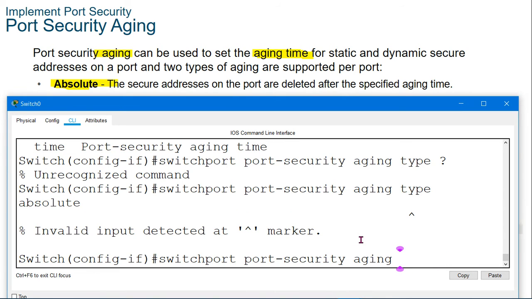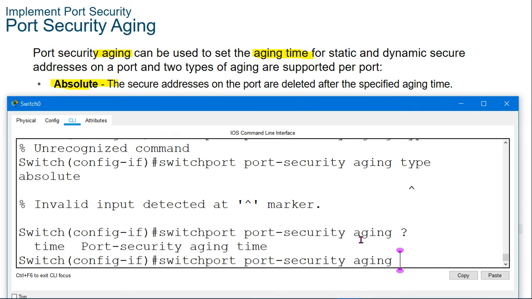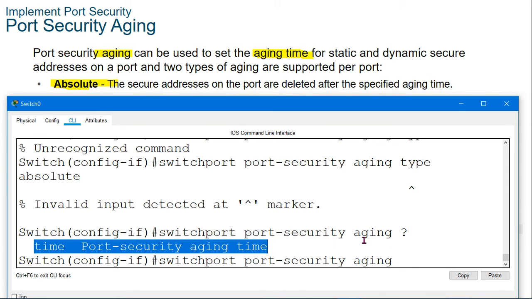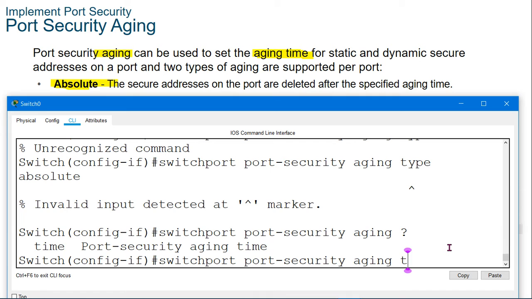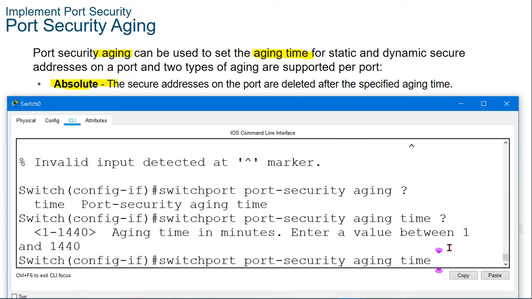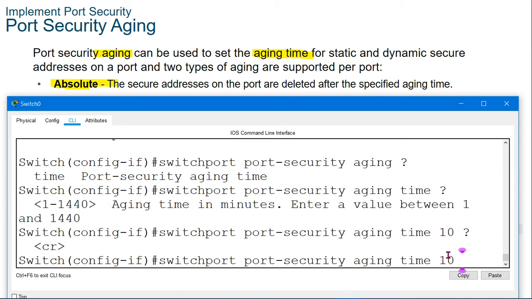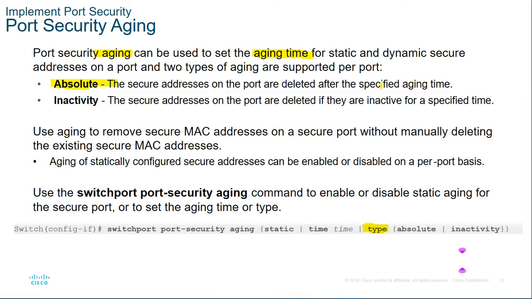After this, if I use context sensitive help, it has only one option. It will recognize only the time, which you enter in minutes. After that there are no more options available here. So I can type 10. Now if I press question mark, that's all, the command ends.